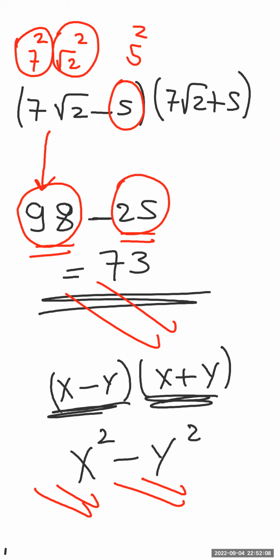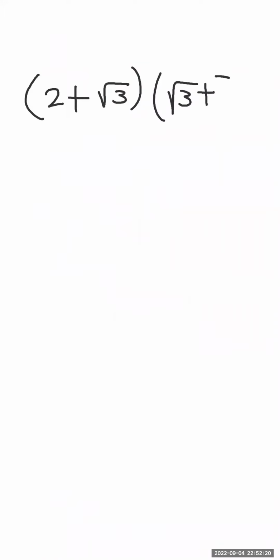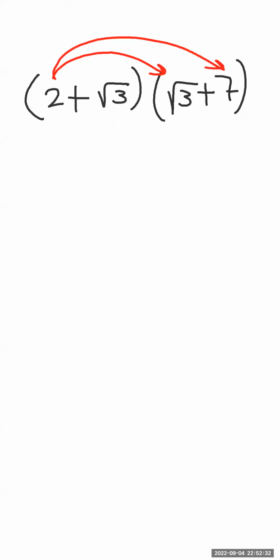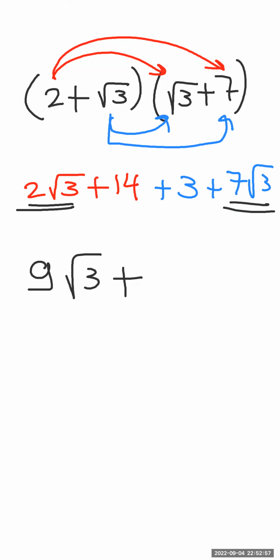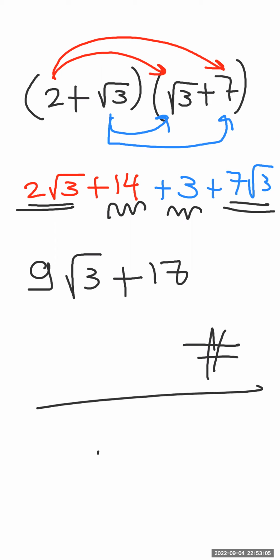Okay, another question. Two plus the square root of 3, times square root of 3 plus 7. To solve this question, just multiply the first term by the two terms, 2 times this one, 2 times this one. So 2 square root of 3 plus 14. Are we okay till this point? Yes, Master, continue. The second term times the first, the second term times the second. So 3 plus 7 square root of 3. Now it's time to add the like terms. 2 square root of 3 plus 7 square root of 3 is 9 square root of 3, plus 14 plus 3, 17. I'm done. Clear?